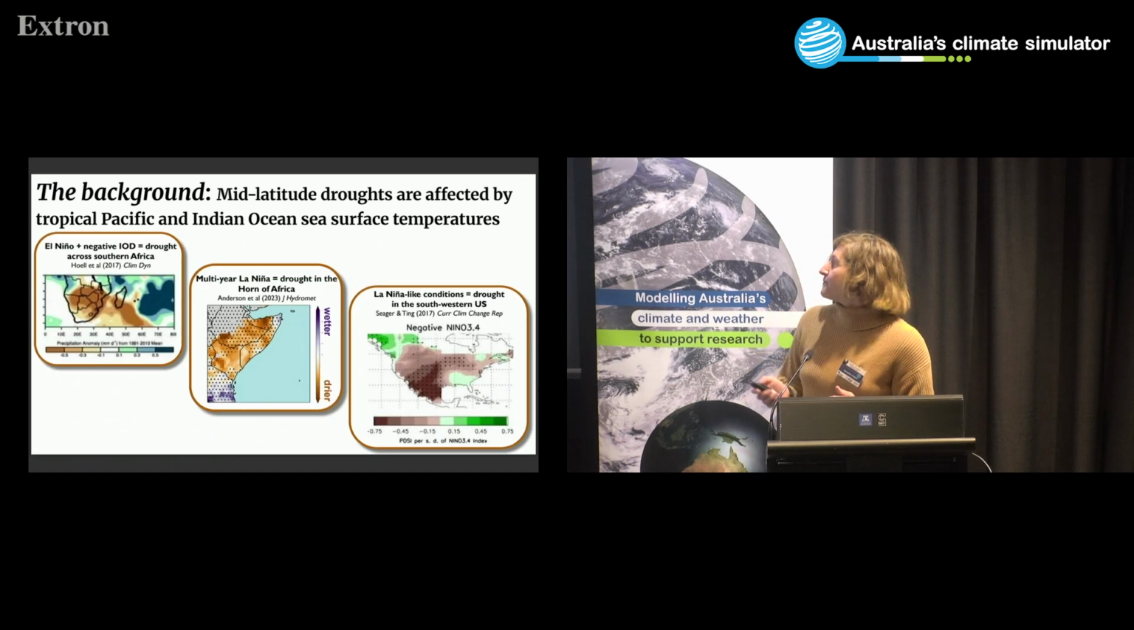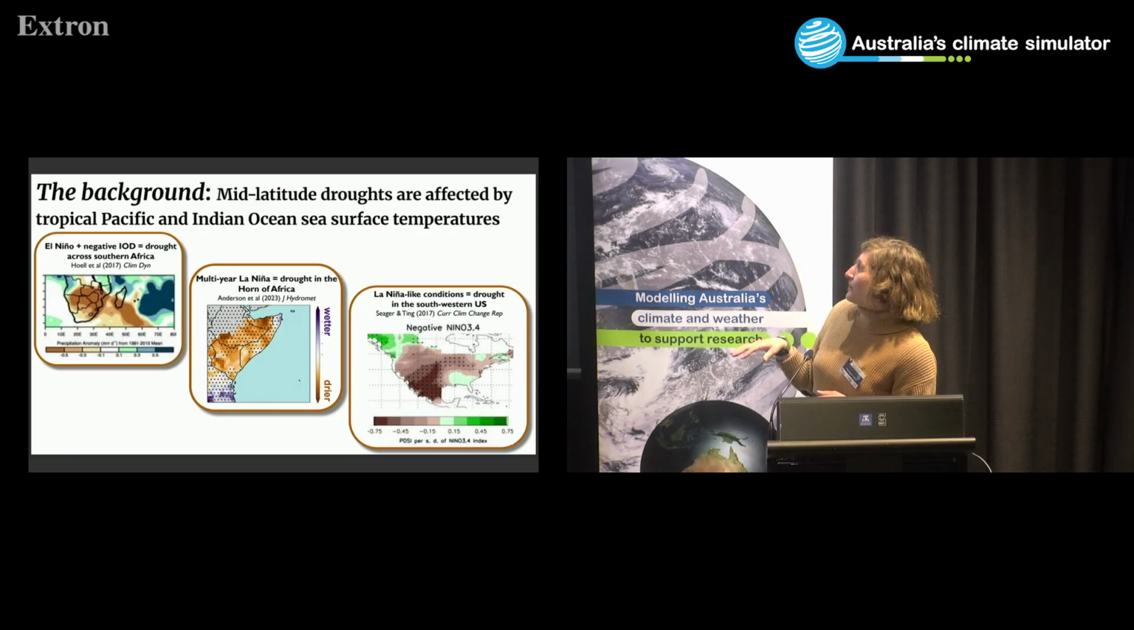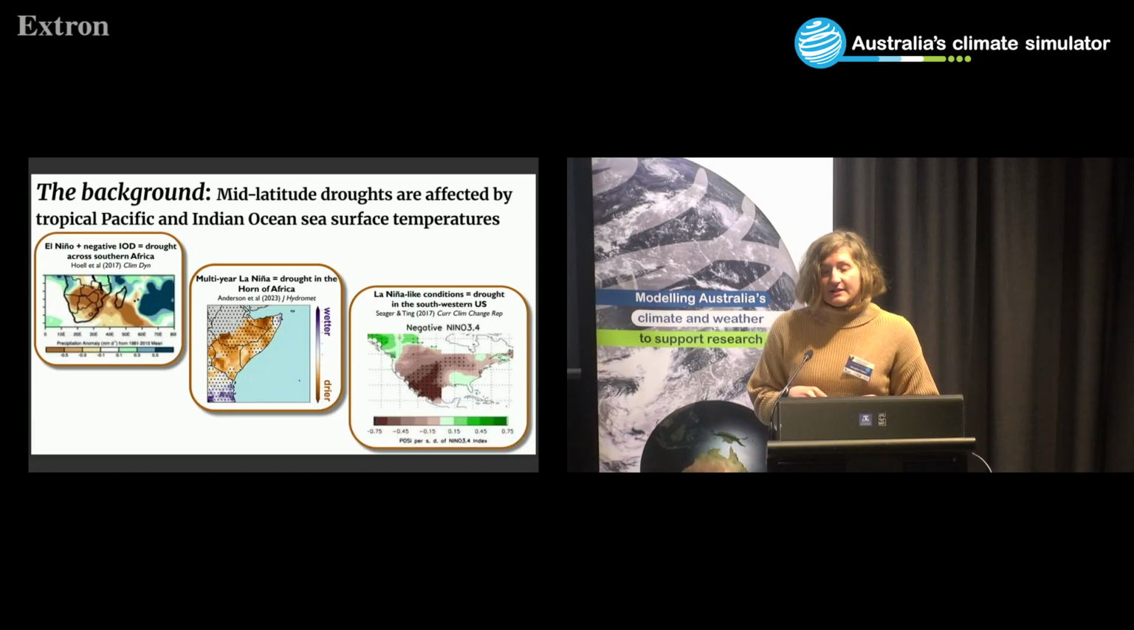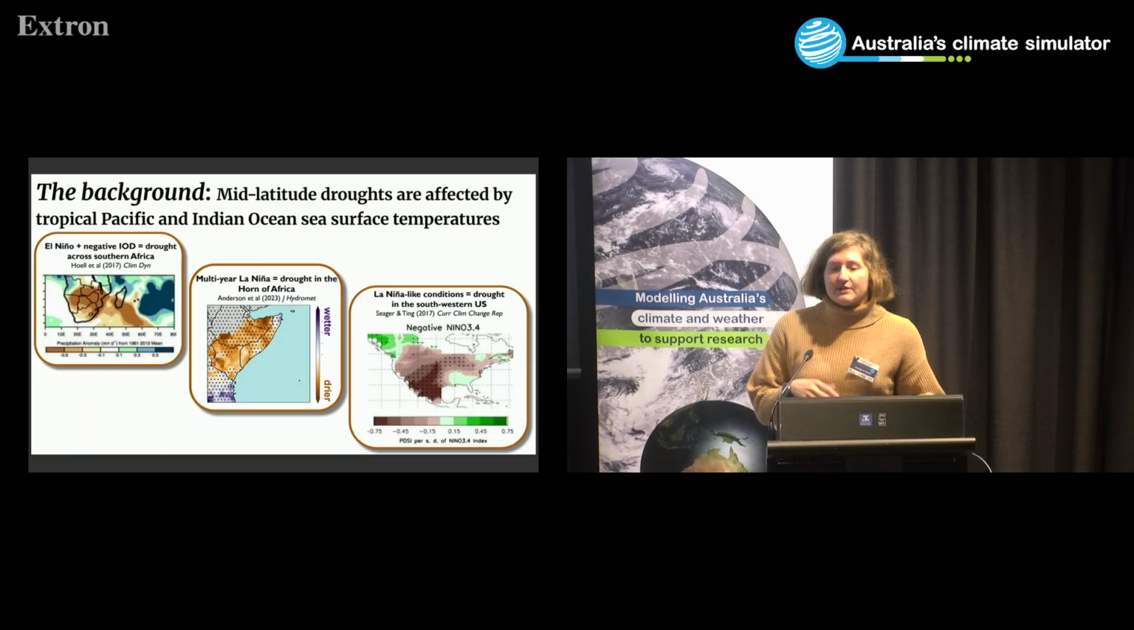And it's not just Australia, but across the mid-latitudes. For example, in the Horn of Africa and the southwestern US, where, opposite to Australia, La Nina events are associated with droughts, or Southern Africa, where ENSO and the IOD combine in quite a complicated way also to affect drought occurrence.